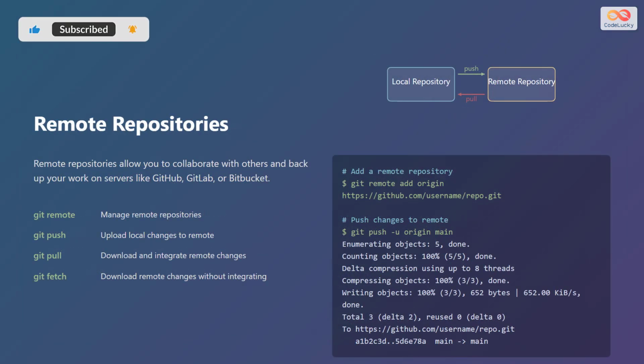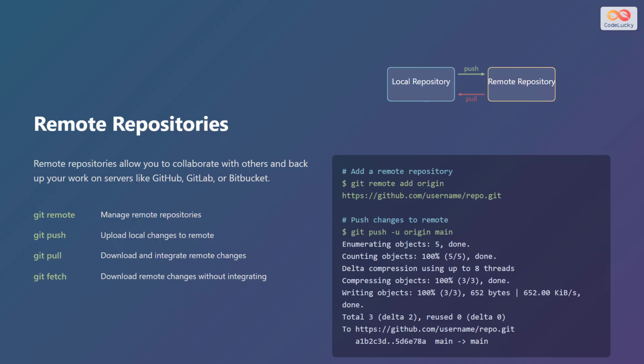Remote repositories enable you to collaborate with others and back up your work on servers like GitHub, GitLab, or Bitbucket. git remote helps you manage remote repositories. git push uploads local changes to the remote repository. git pull downloads and integrates remote changes into your local repository. git fetch downloads remote changes without automatically integrating them.